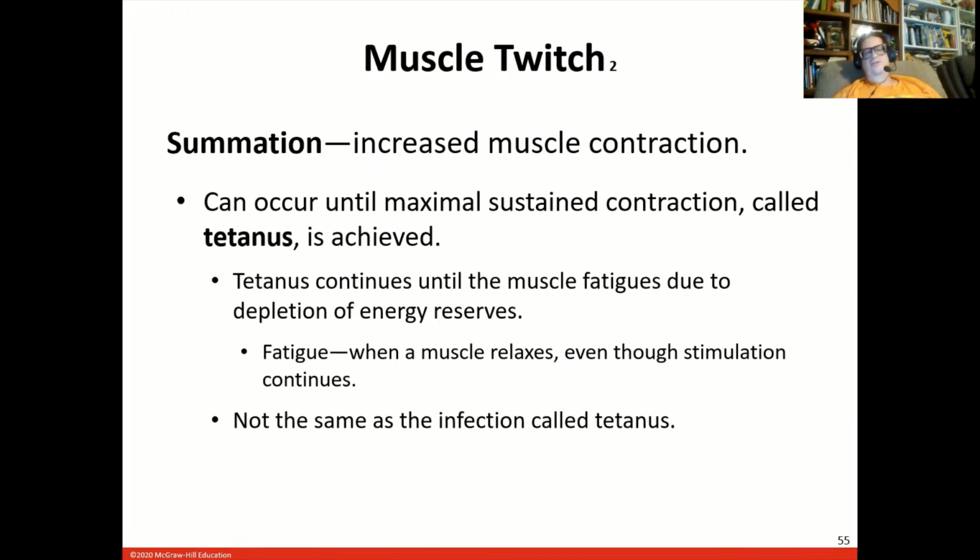Where they say, oh, not the same as the infection called tetanus. That's kind of accurate, but kind of misleading because the infection causes tetanic contraction. So, yeah, they're right. The infection is different, but the chemicals released in the infection cause this type of contraction.